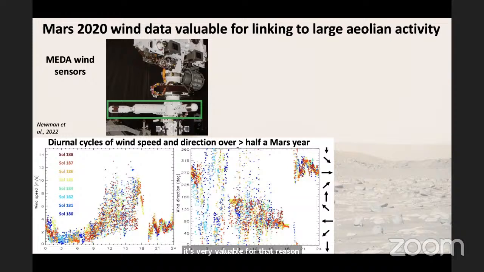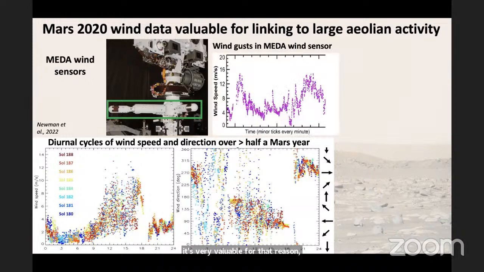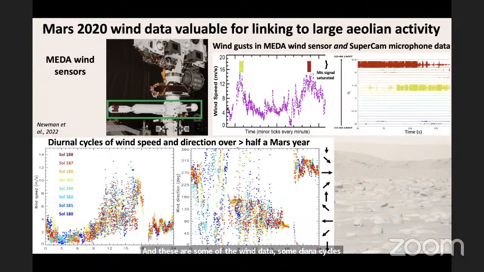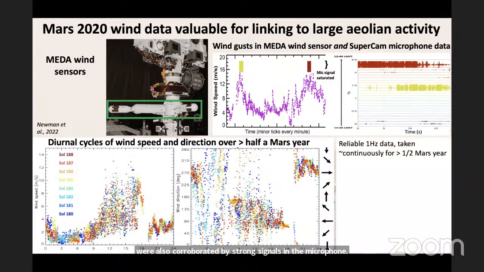And these are some of the wind data, some diurnal cycles of wind speed and direction. These are some wind gusts that were measured, and these were also corroborated by strong signals in the SuperCam microphone. And these were very close to some big wind gusts, so a lot of aeolian activity.